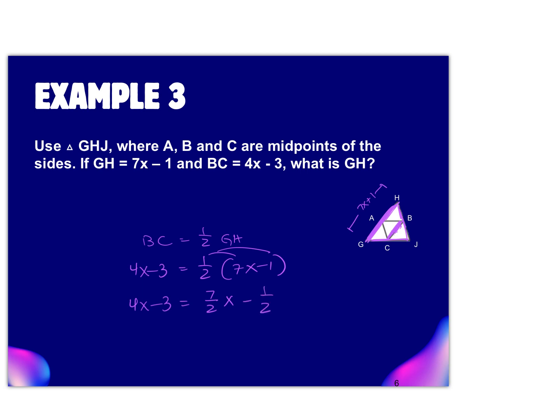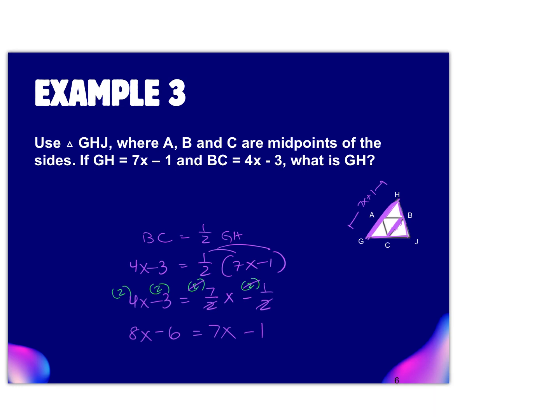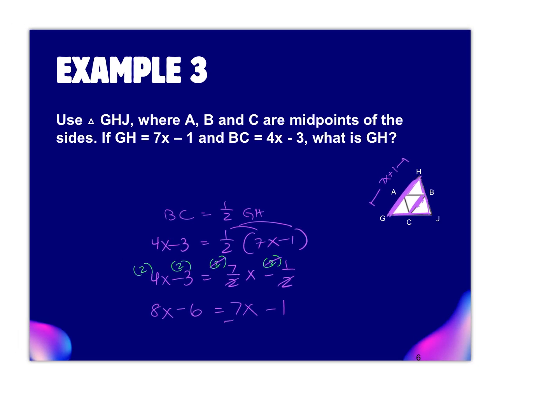Notice I have this denominator of 2. A lot of you might have noticed that at the beginning. If I multiply every term by this 2, I know that I'm going to be able to cancel that denominator, and that's going to be easier math for me. So 4x times 2 is 8x, minus 3 times 2 is 6. If I multiply 2 times 7/2, I just get 7x, and if I multiply 2 times a half, I just get the minus 1. And so notice I have no denominators now, and this is much easier to work with.